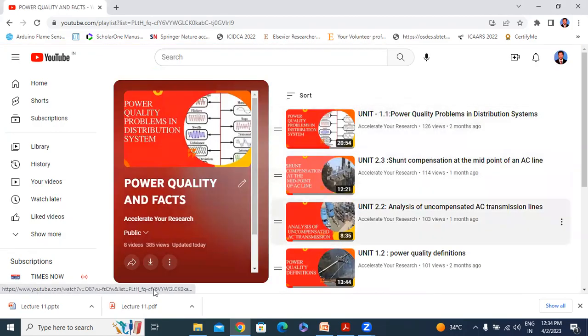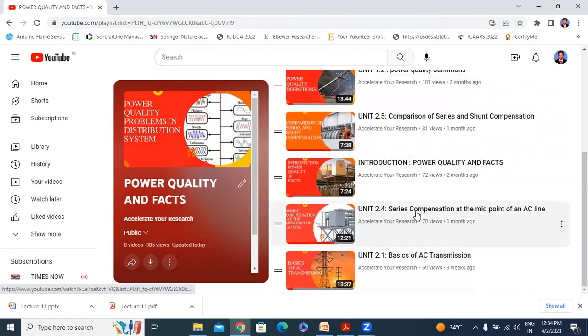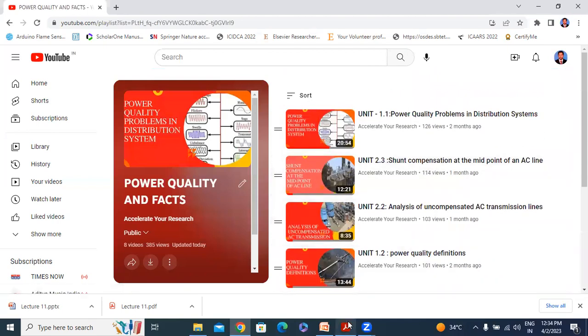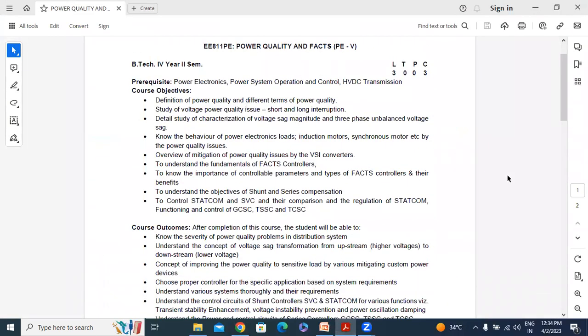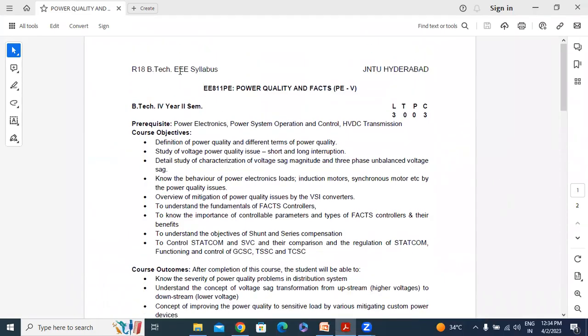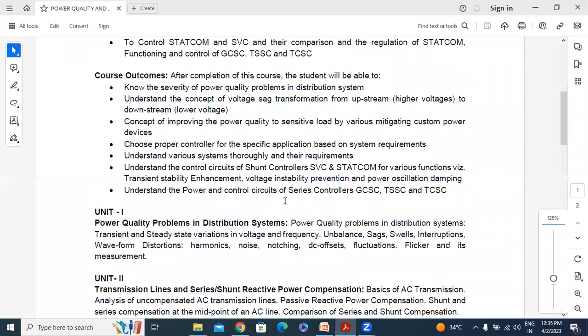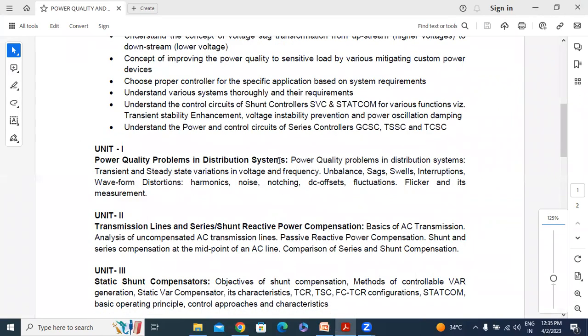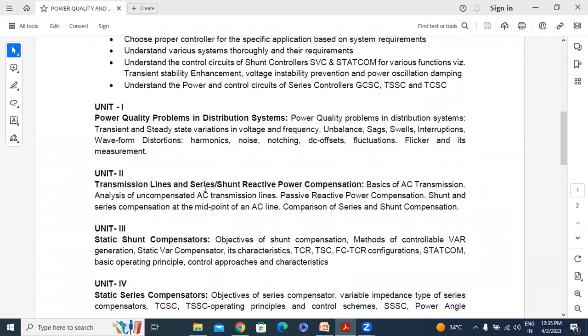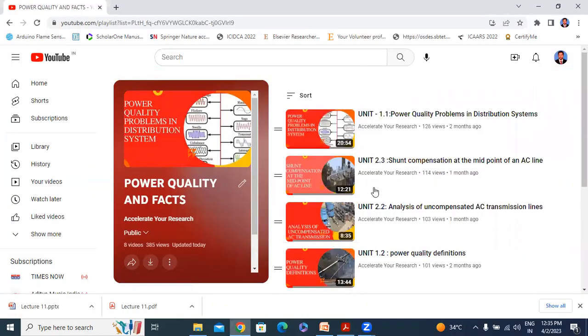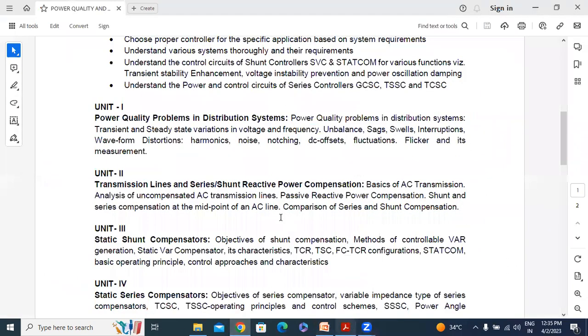This playlist has a total of 8 videos related to the Power Quality and FACTS subject. The first and second chapters, unit 1 and unit 2, are covered. This is the R18 syllabus, JNTU H, power quality and FACTS subject. In my previous videos related to unit 1, power quality problems in distribution systems and transmission lines, and series and shunt reactive power compensation. Now, today I will start unit 3.